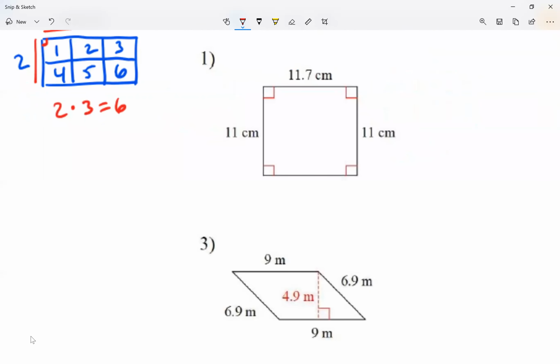So, an example, let's take a look at question number 1. Use a calculator if you need to. I'm going to look for a 90-degree angle. Just to choose one, I'm going to choose this one. It doesn't matter which one. And I'm going to multiply the two numbers that meet at the 90-degree angle. So I'm looking at 11.7 and 11. And I'm going to go 11.7 times 11. I multiply those two, and my answer is 128.7.